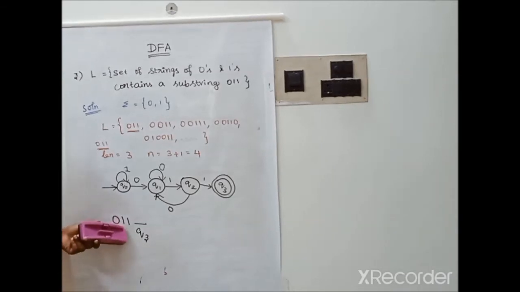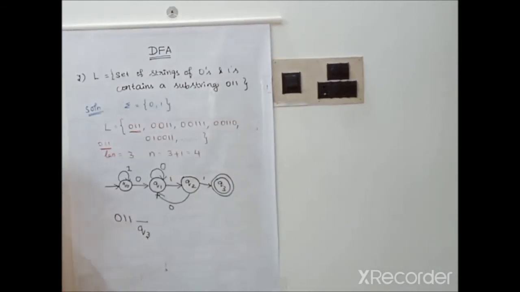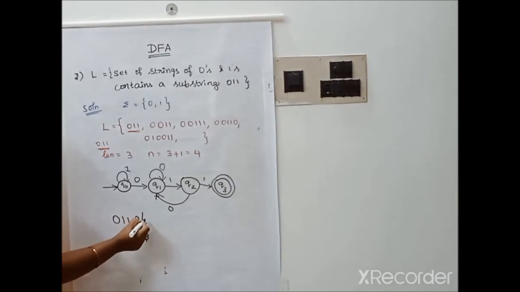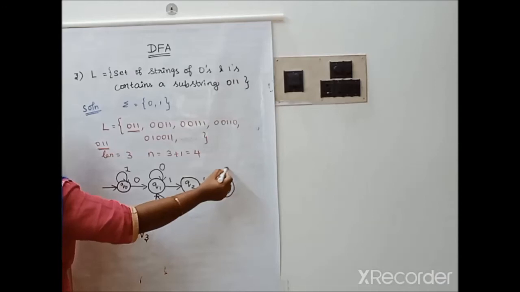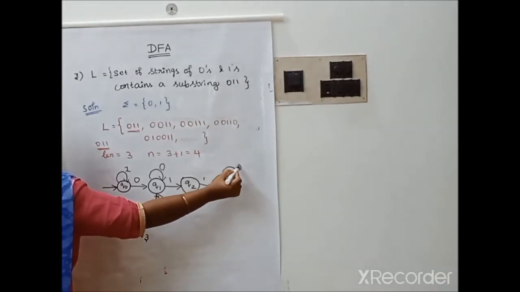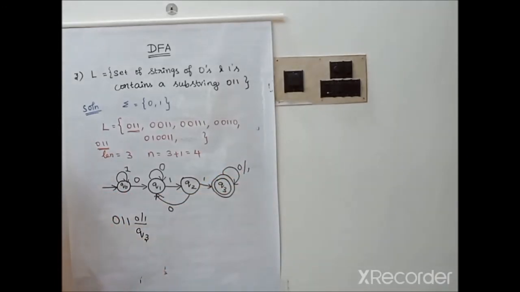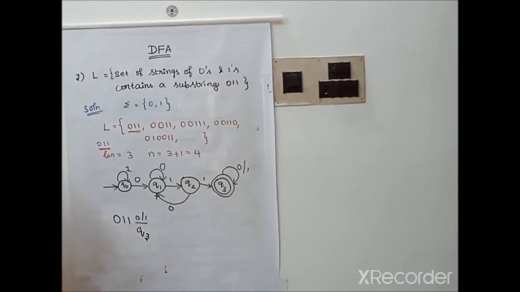Already we have reached the minimum occurrence value. Then we can have any number of zeros or ones at the end. Therefore, for Q3 we can use the self loop for both the input symbols 0 and 1. So, this is the transition diagram for the given language.